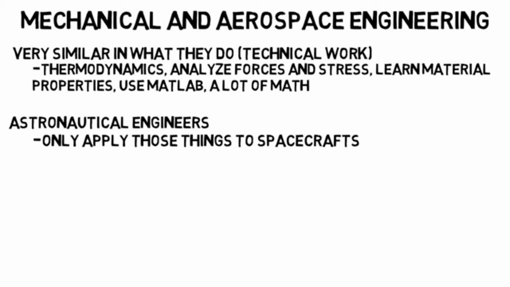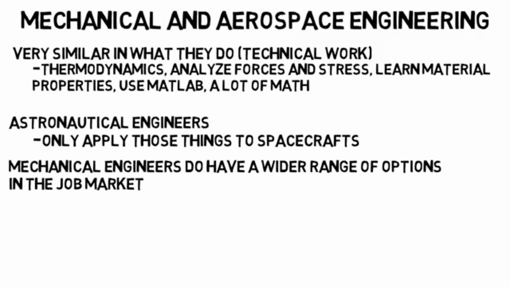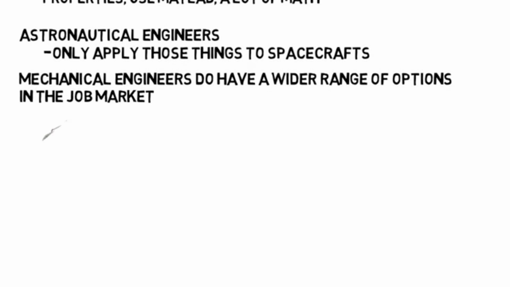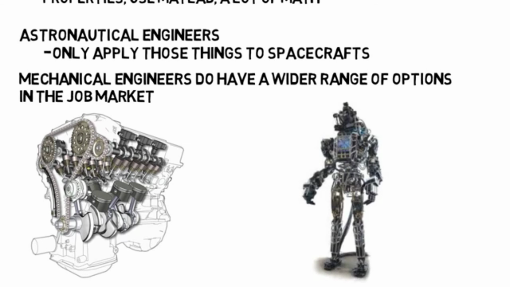Then they also go on to take their classes in the subsystems shown earlier that a mechanical engineering student would not see. So mechanical engineers do have a wider range of options in the job market because they could look at the temperature and heat transfer on a car engine as well as a spacecraft. Or they could analyze the forces on a robot or large building as well as a rocket. Astronautical engineers will have more of an advantage when it comes to working on things like the attitude determination and control, the propulsion system, or the orbits, and the other subsystems that are more unique to a spacecraft.